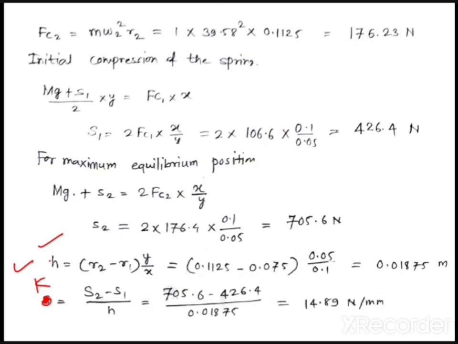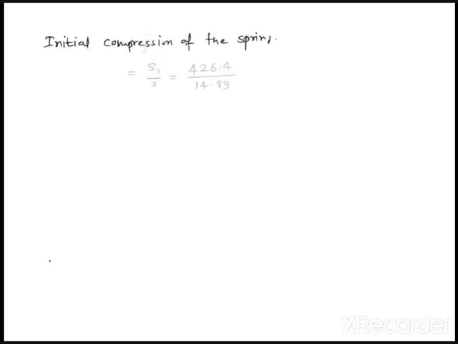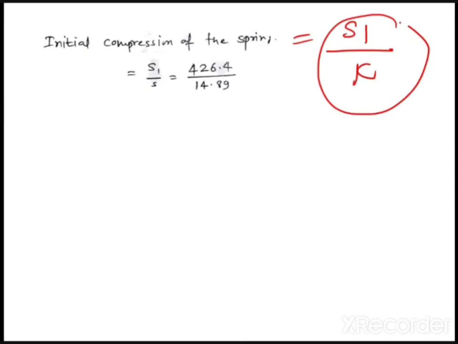And what did I get? I got K. Now the initial compression of the spring. Initial compression of the spring means what? Initial compression of the spring is equal to S1 upon K. This is the formula. What is S1? S1 is the spring force.